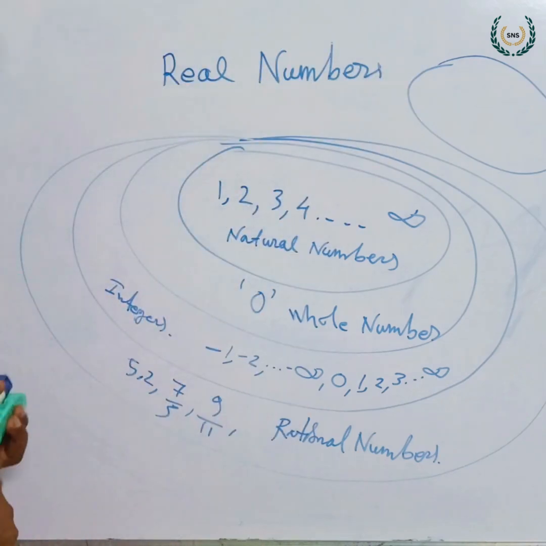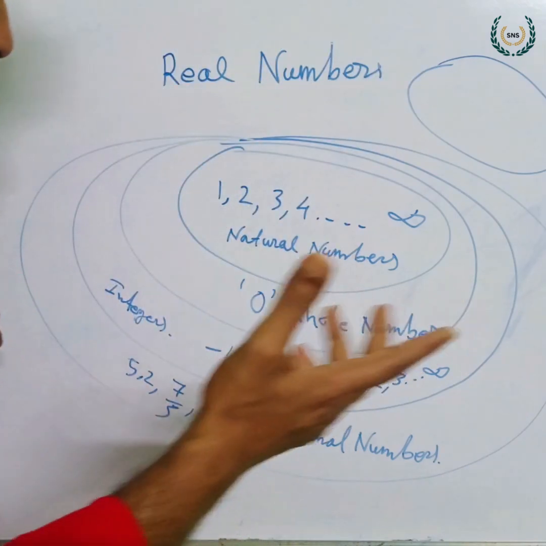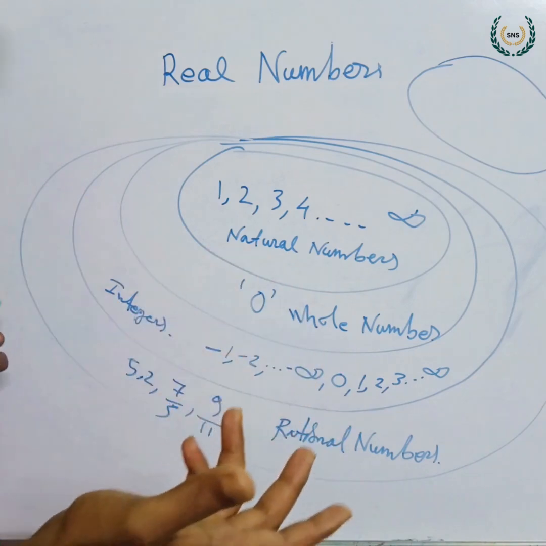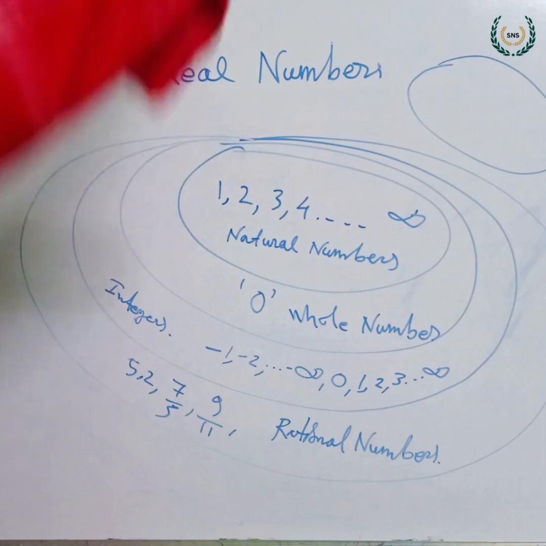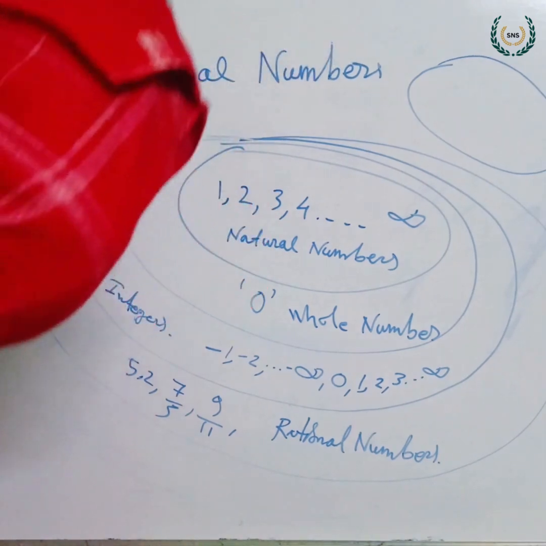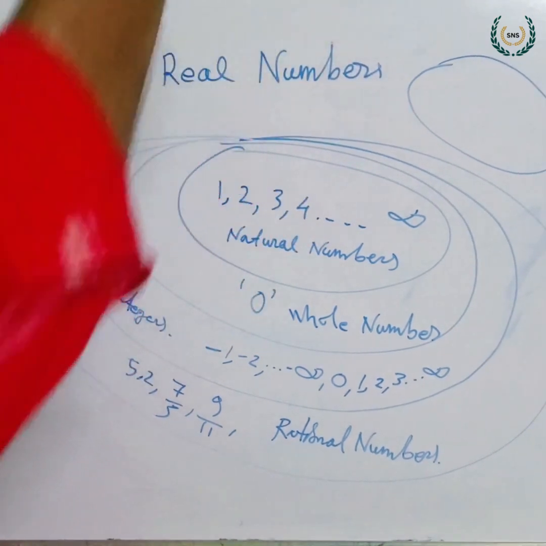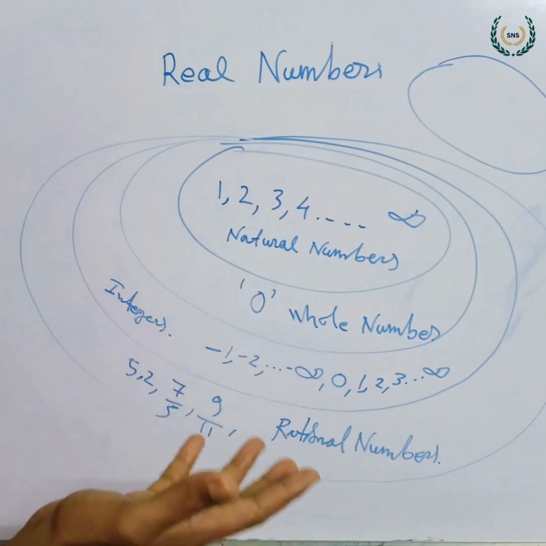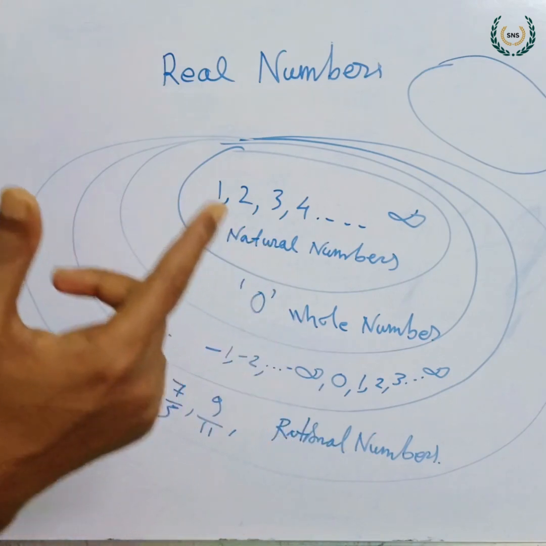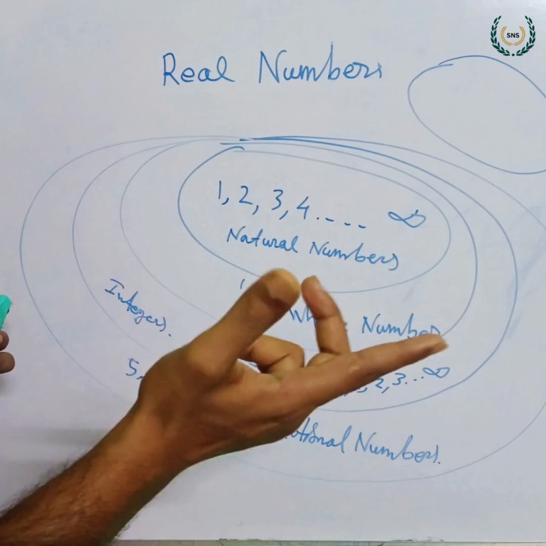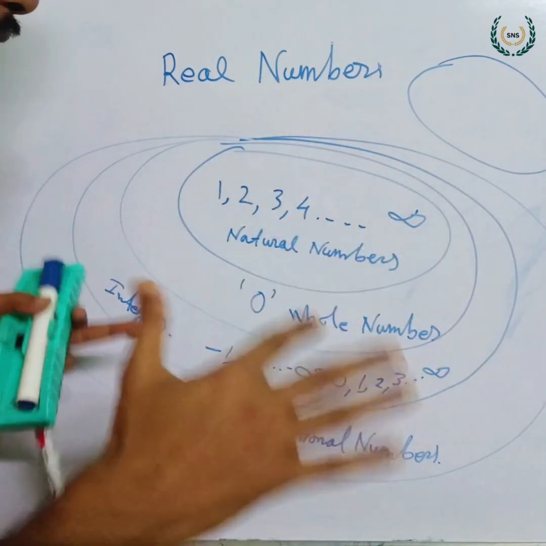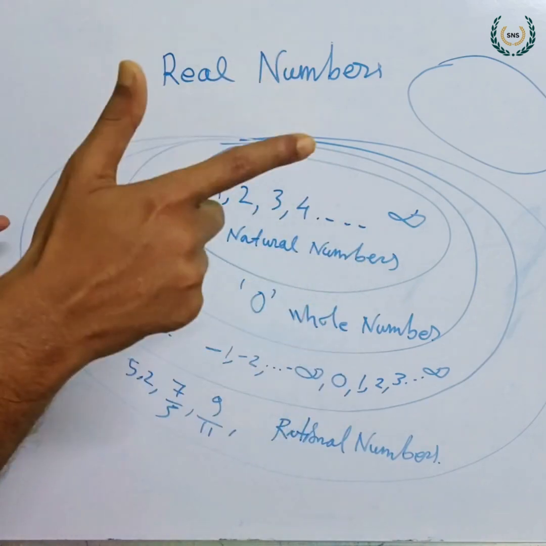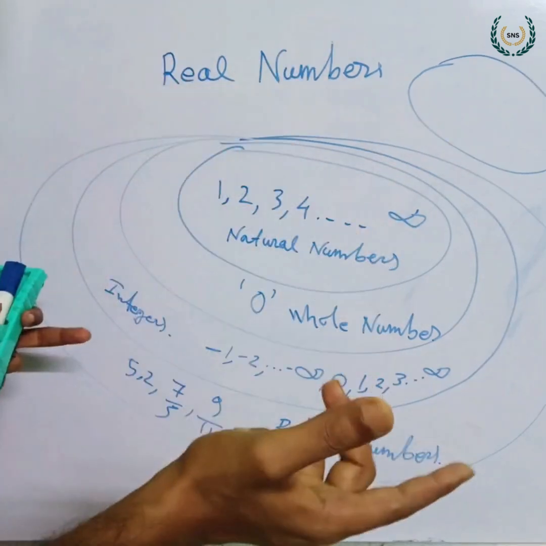So what are irrational numbers? The numbers which cannot be represented in p/q form. If we divide that number, the quotient will be non-terminating and non-recurring. All these details about terminating and non-terminating decimals I will discuss in the next video.